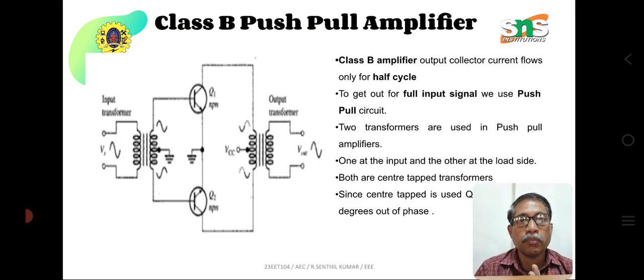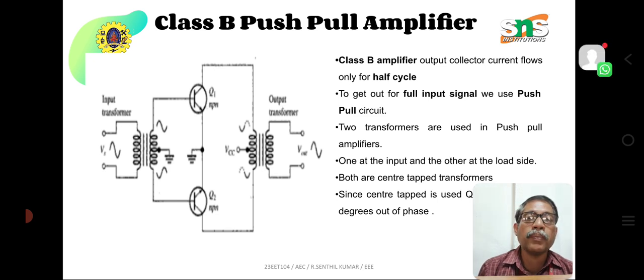One transformer is on the input side. See here on the input side, the primary is connected to the input AC signal where a sinusoidal waveform appears. The output of the center tapped secondary is divided into two windings, the upper half limb and the lower half limb. In the upper half limb, the positive waveform appears first, whereas in the lower half limb, the negative waveform appears first. These two waveforms are given to transistors Q1 and Q2.